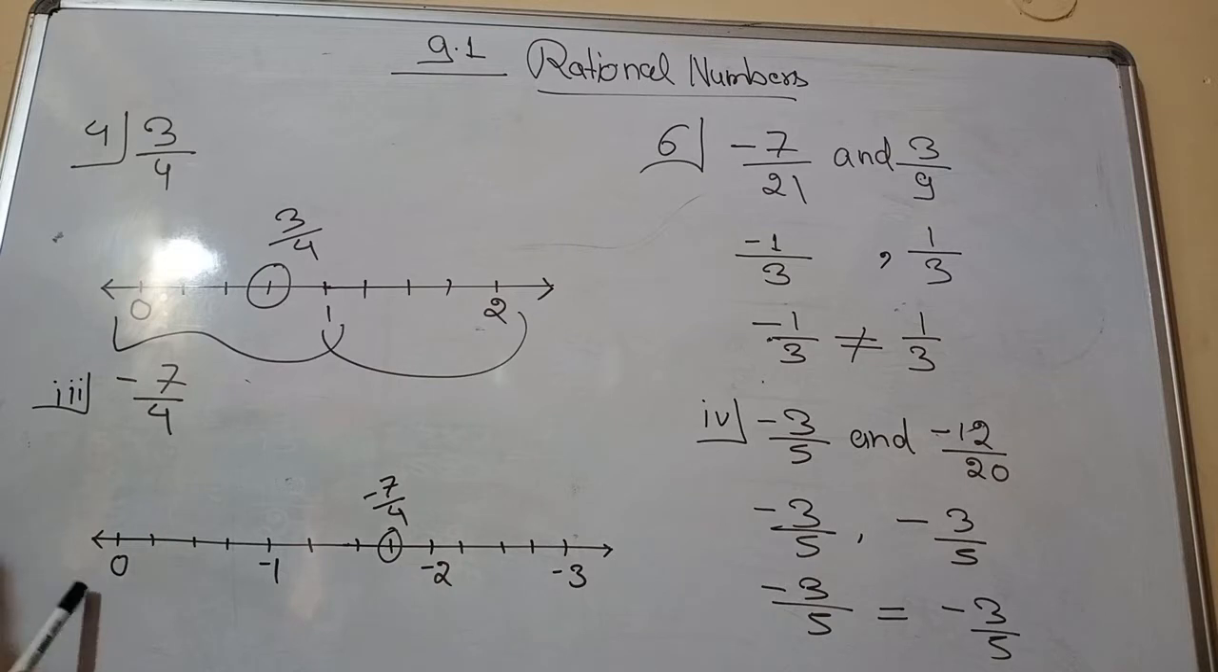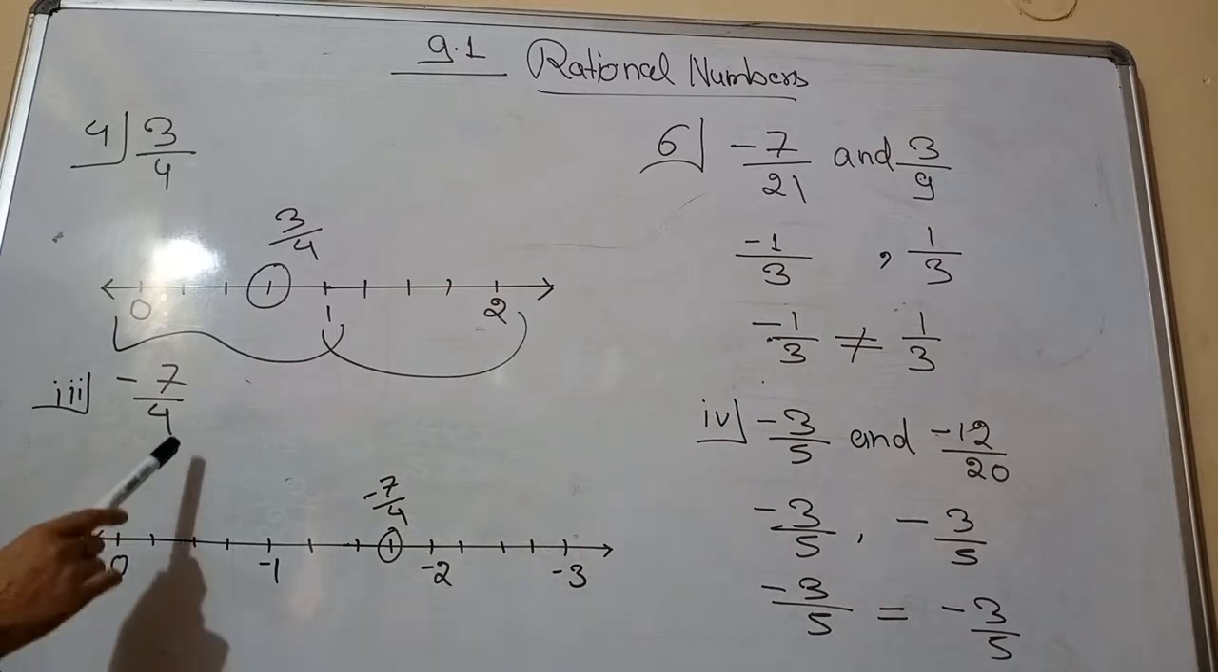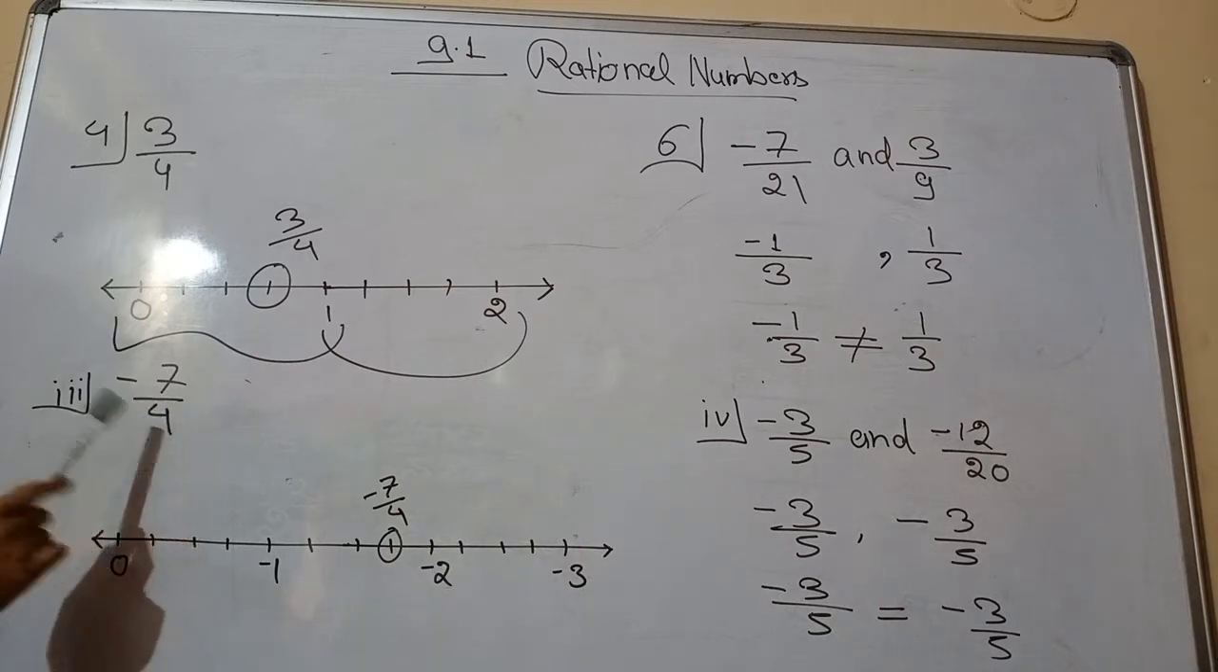Now, see, here also I have constructed the scale. Like in the scale, what are the numbers given? 0, 1, 2 and 3. But I have written minus also because in the question minus is also given. So, 0, minus 1, minus 2 and minus 3. Now again see, what is the denominator? That is 4.